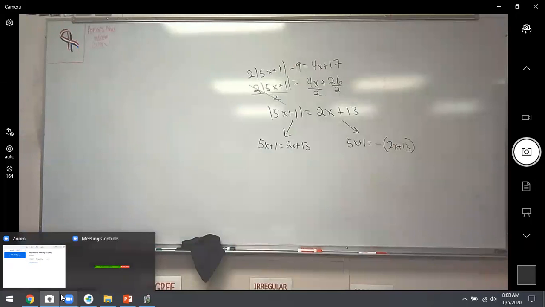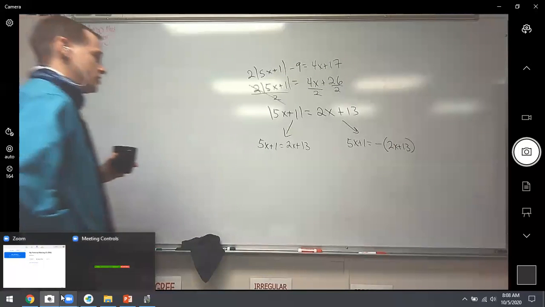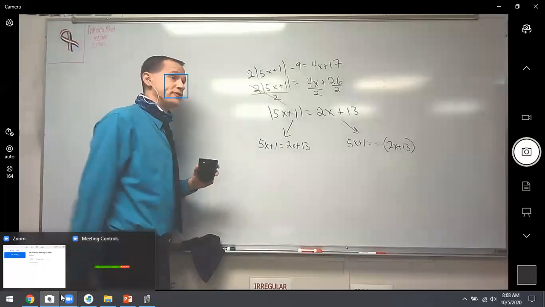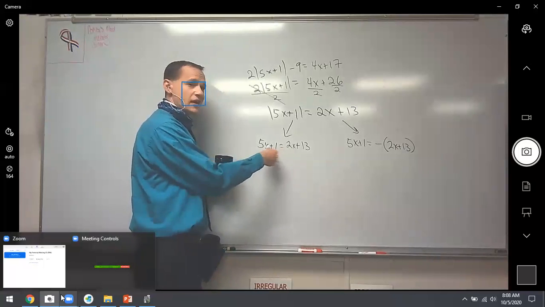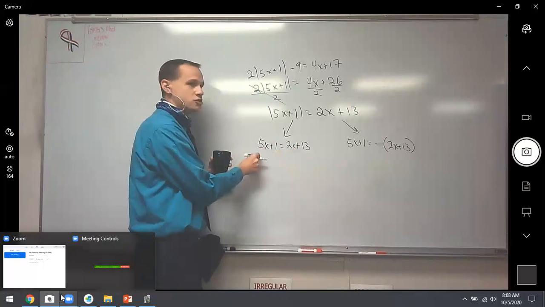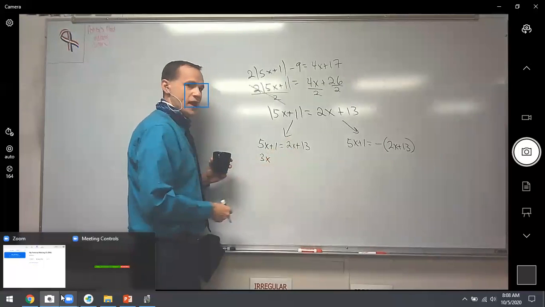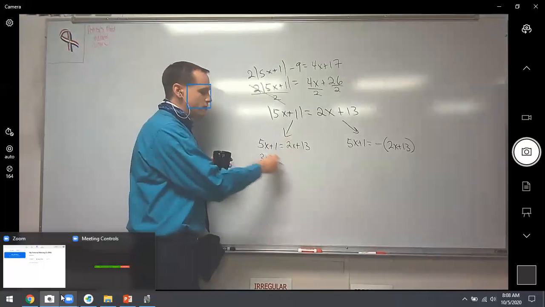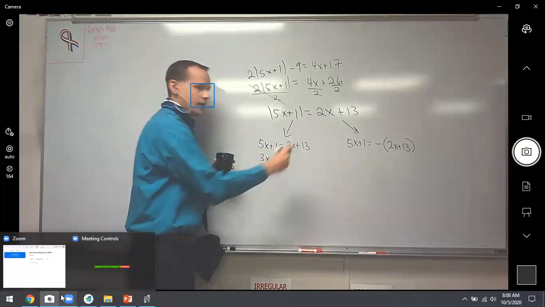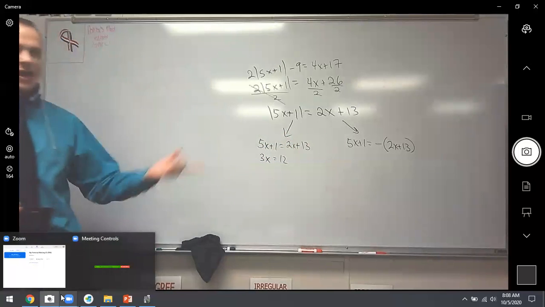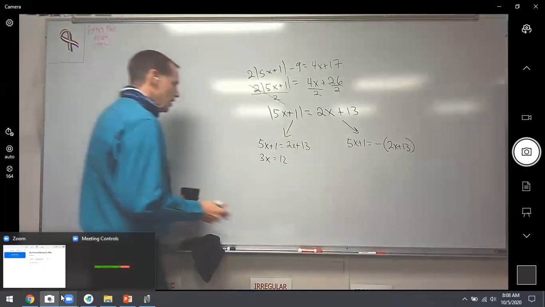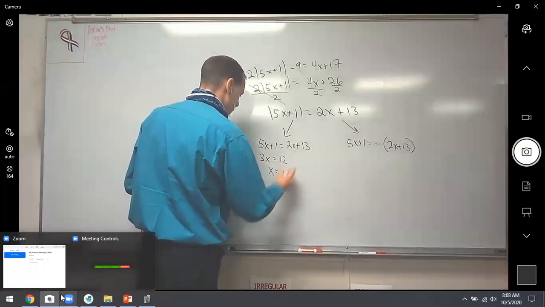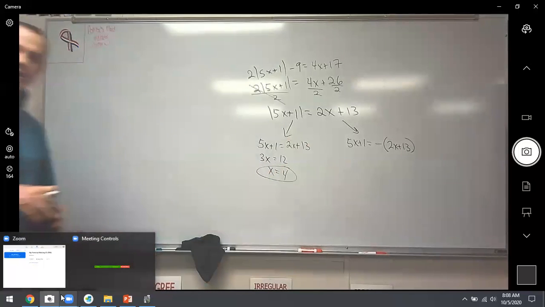Questions over anything? Because this is essentially all it is of solving absolute value equations. Now we're going to go solve them both separately and see what we get out. So like anything else, we're going to get all the x's on one side and all the numbers on the other. If you subtract 2x, then this would be 3x, correct? If you move the 1 over, that would make this a 12. So I subtracted 2x from both sides. I also subtracted 1 from both sides. And finally, dividing through by 3, one answer is x is 4.